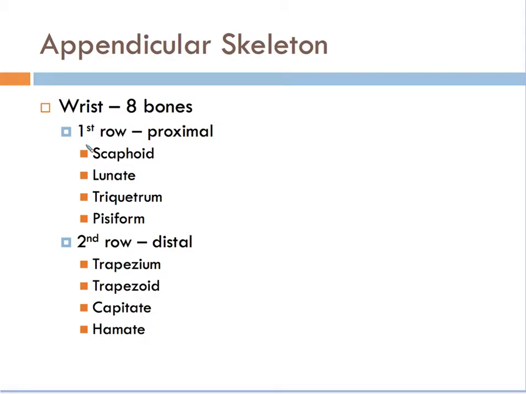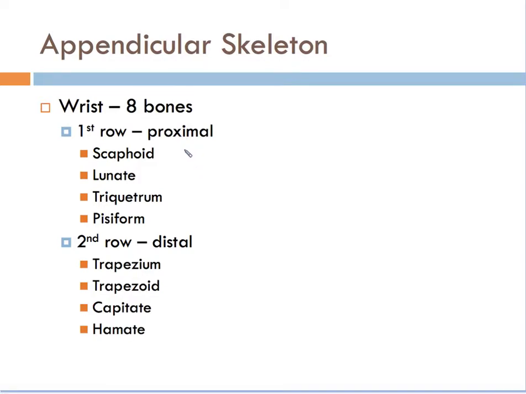So let's get started. Your wrist is made of 8 bones. In the first row, we have the proximal row, which means closest to your trunk. You have your scaphoid, your lunate, your triquetrum, and your pisiform. Your second row, the distal row, is made of your trapezium, your trapezoid, your capitate, and your hamate.